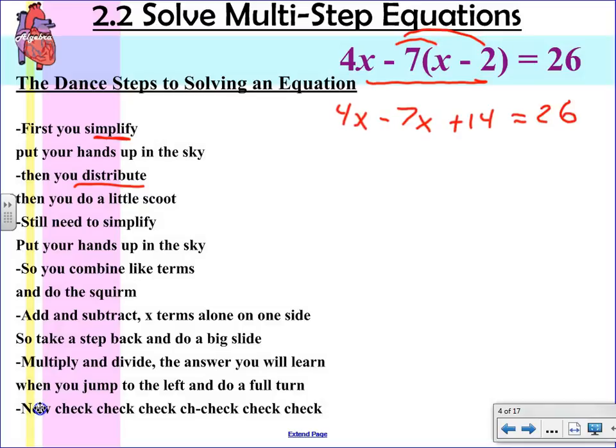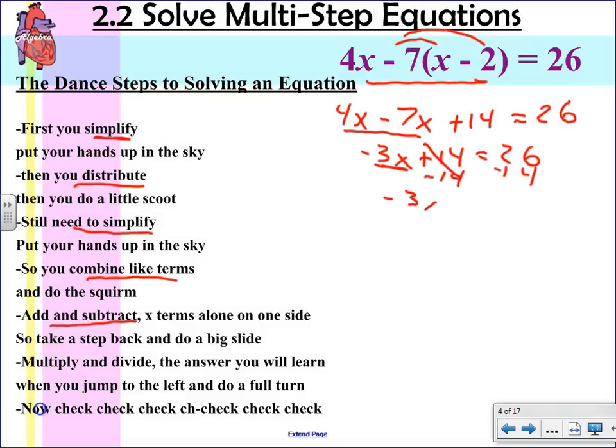And then we still need to simplify. I can simplify the x terms. Negative 3x plus 14 equals 26. So we combine like terms. No more like terms, we just combine those. Add and subtract x terms alone on one side. So we'll get the x term alone on one side. So I'm going to subtract 14 on both sides of the equation. Left with negative 3x equals 12.